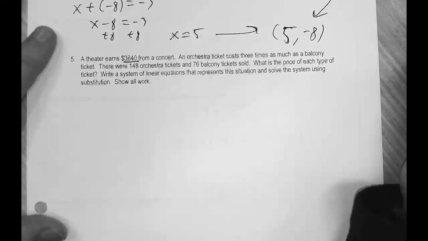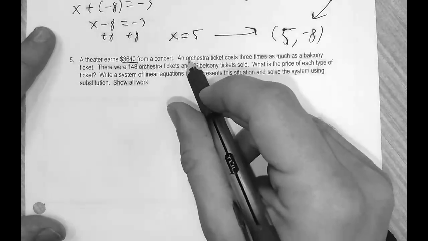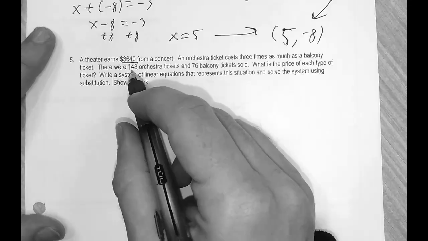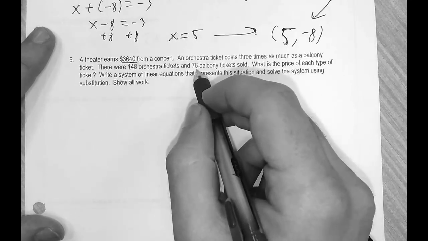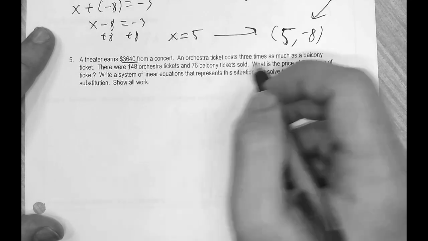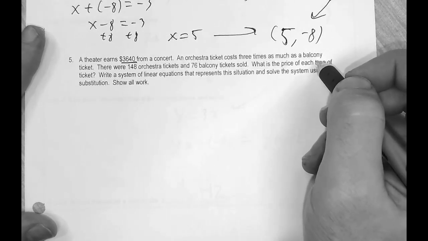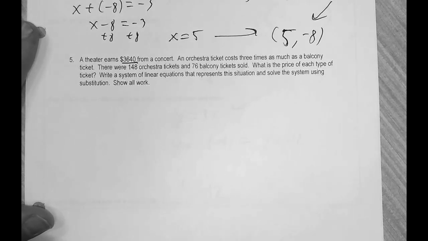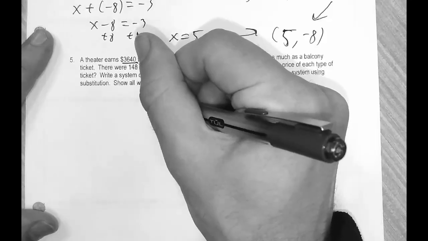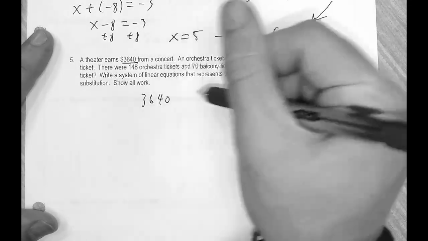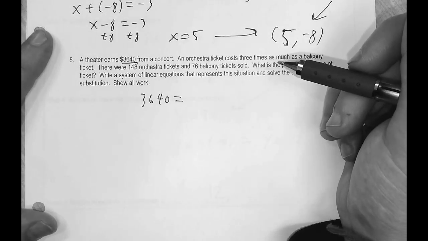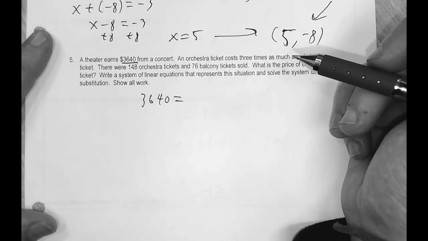Okay, let's just kind of underline the things we got. We know that an orchestra ticket costs 3 times as much as a balcony ticket. Okay, we know that there were 148 orchestra tickets, and we know that there were 76 balcony tickets. So we need to figure out the price from this information. Okay, so let's start with the price. We know we made $36.40 from the concert, so we're going to take $36.40, and that's going to equal the price of a balcony ticket.